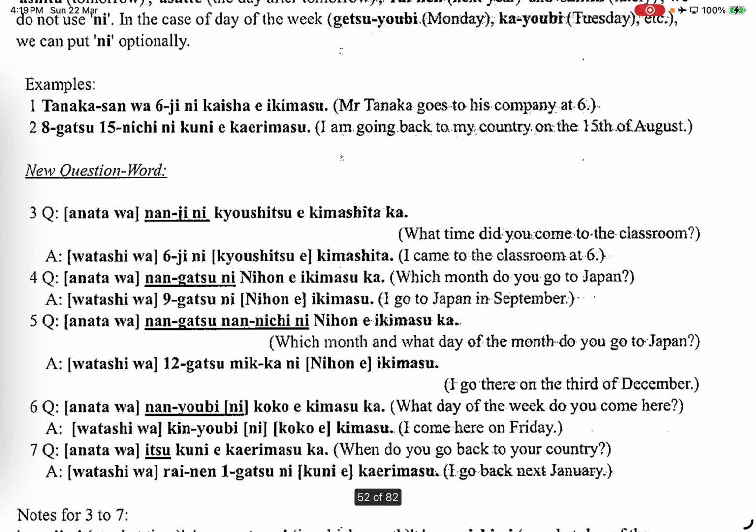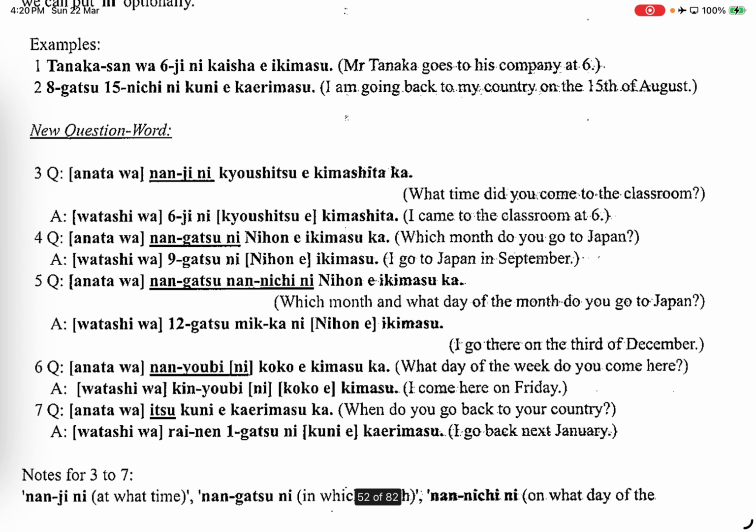New question word number 3. Nanji ni, right? 教室へ来ましたか? So to classroom, what time? So what time did you come to the classroom? Question mark. Right? 6時に来ました. So at 6 o'clock, came to classroom. Number 4. 何月に, right? So 何月 is what month, right? So in what month, or during what month, do you go to Japan. Right? So as long as the answer requires a number, we will put the ni particle. So 何月に日本へ行きますか? 9月に行きます. Right?